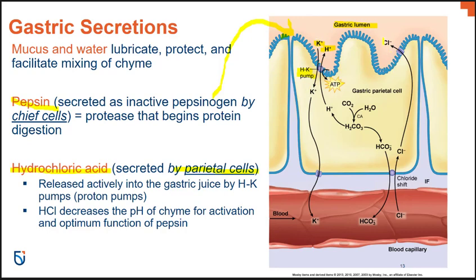In addition, chloride will be pumped into the gastric lumen or will move through this channel into the gastric lumen, where hydrogen will combine with chloride to form hydrochloric acid. This will make the gastric contents more acidic, which will then activate pepsinogen into its active form, which is pepsin. And so this goes back to what we discussed previously about how enzymes need to be in a certain pH in order to be in their active form.